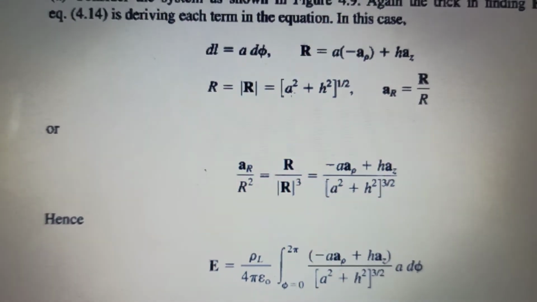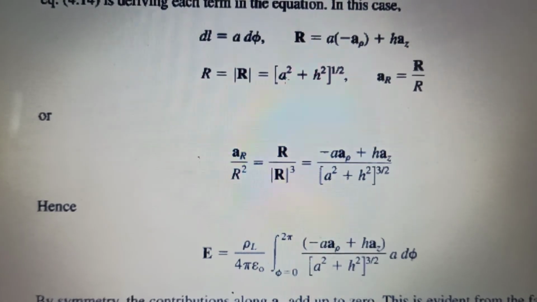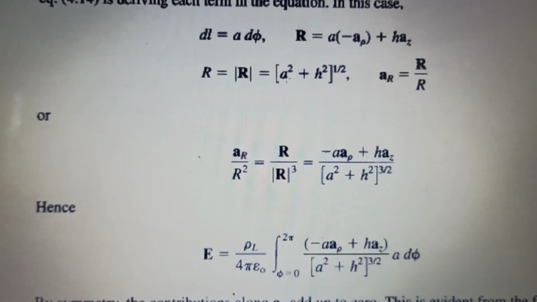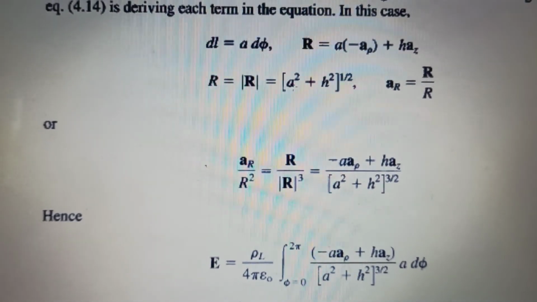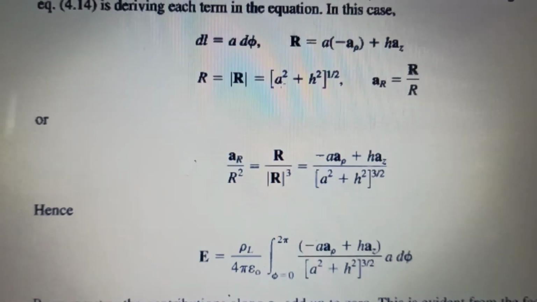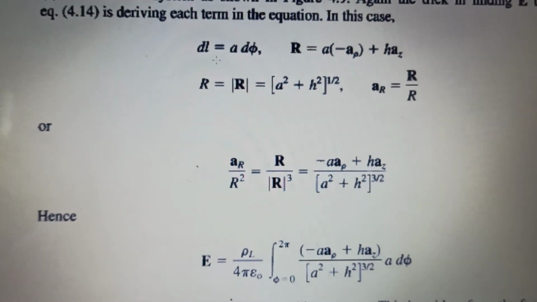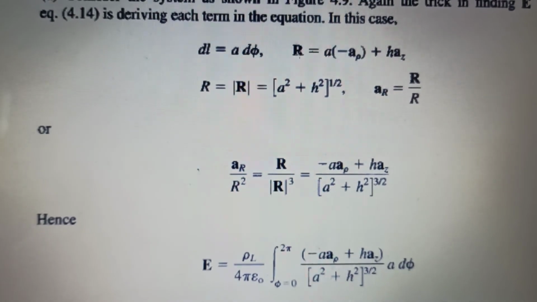Else, if it was asked to explain a R, the unit vector R, then the case would have been different. Then we have to take cos. But in this case, simply you have to write R, a vector R.